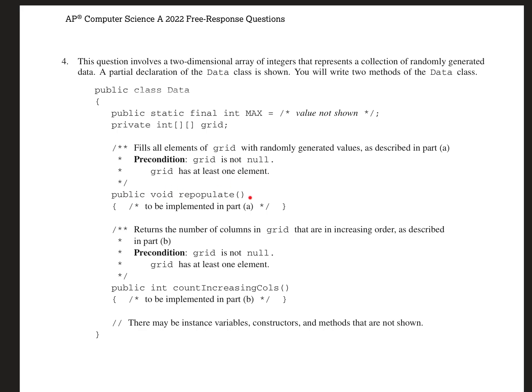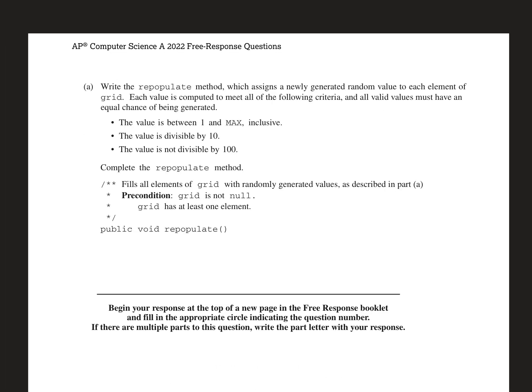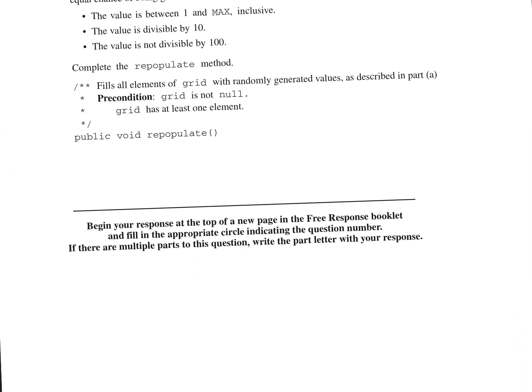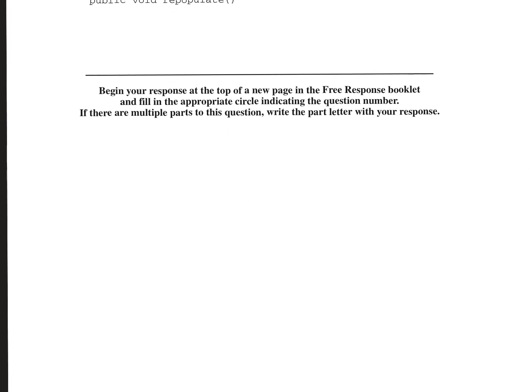Public void repopulate, and then count increasing columns. It wants us to know how many increasing rows there are. All right, so we want to repopulate this with numbers between 1 and max inclusive that is divisible by 10 and not divisible by 100. All right, so we're going to write repopulate. So public void repopulate.